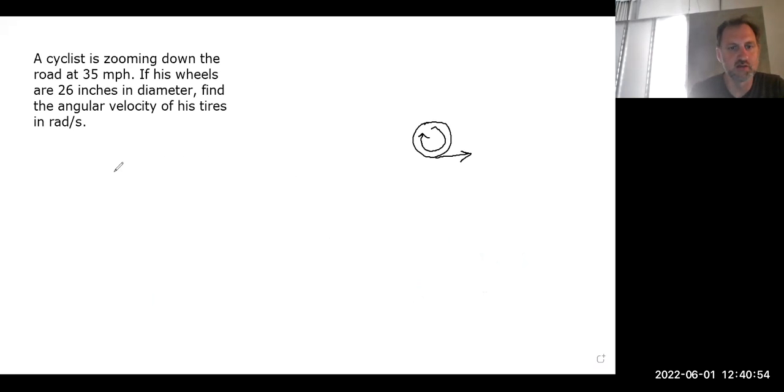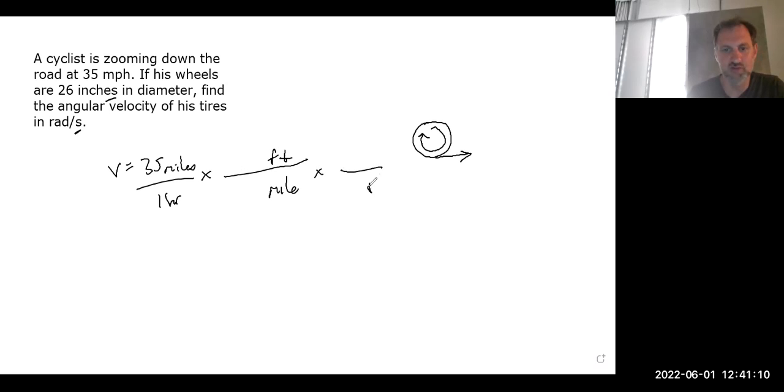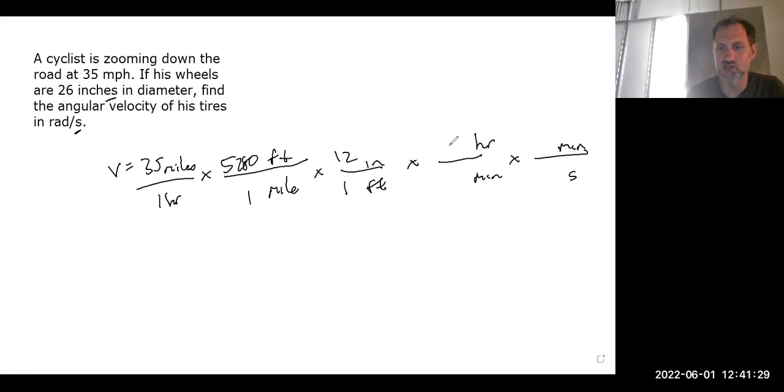So we've got V equals 35 miles for every 1 hour. My first step is going to be to do a conversion here. I want to get this in inches and I want to get it in seconds. So I'm going to change my miles into feet, change my feet into inches, and change my hours into minutes and my minutes into seconds. So I've got 1 mile, 5,280 feet. I've got 1 foot, 12 inches. I've got 1 hour, 60 minutes. I've got 1 minute, 60 seconds.